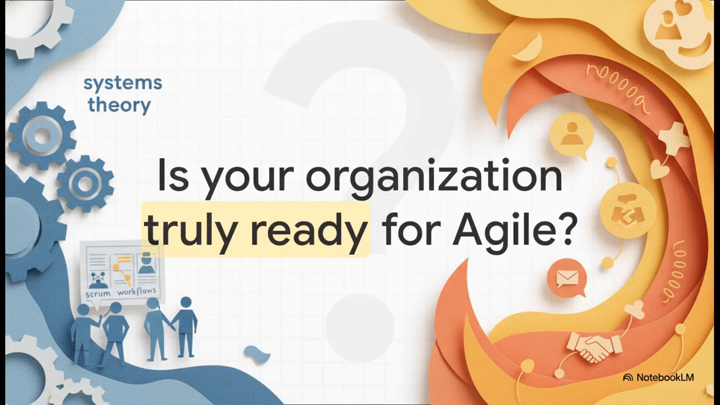Wow, we've covered a tremendous amount of ground in this tutorial today, from systems theory all the way down to the daily scrum. But I want to leave you with a provocative thought that kind of ties this whole explainer together. There's a famous saying in business that culture eats structure for breakfast. You can implement the absolute best agile structures and scrum workflows in the world, but if your underlying organizational culture doesn't support flexibility, trust, and open communication, the whole thing will fail. So I challenge you to look closely at your own workplace, your own stakeholders, and your own structures. Is your organization truly ready for agile?